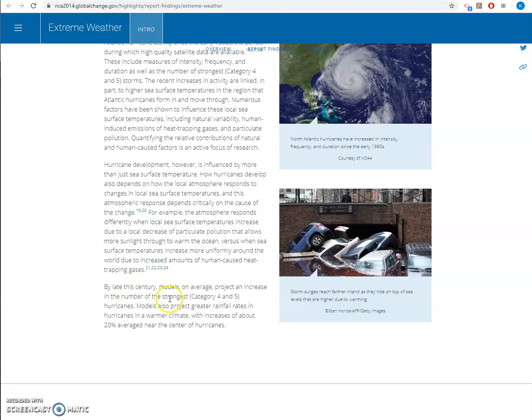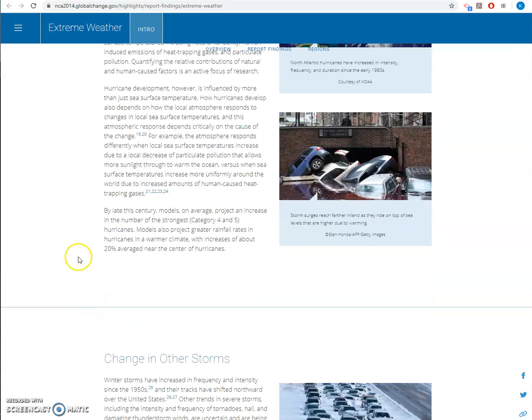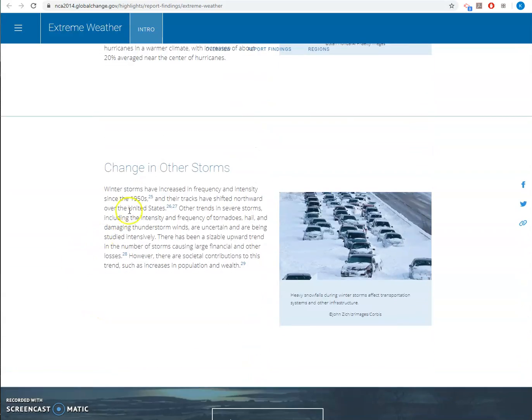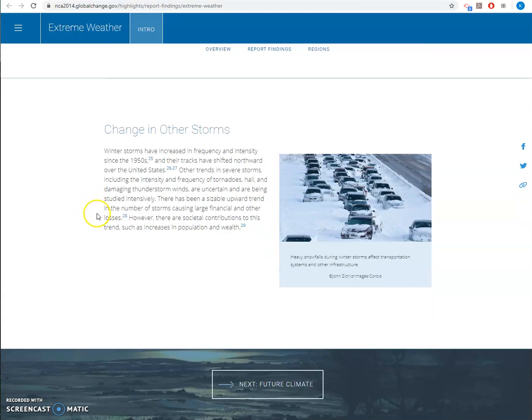There's some projection for the end of this century. So at the end of the 2000s, what might happen, right? Greater rainfall, more hurricanes in warmer climates, an increase of 20% where places with hurricanes get that. And then changes in other storms, your heavy snowfall events. Believe it or not, warmer weather actually leads to heavier snowfall in some places. So it's pretty nuts. You can read through this and see how it goes.